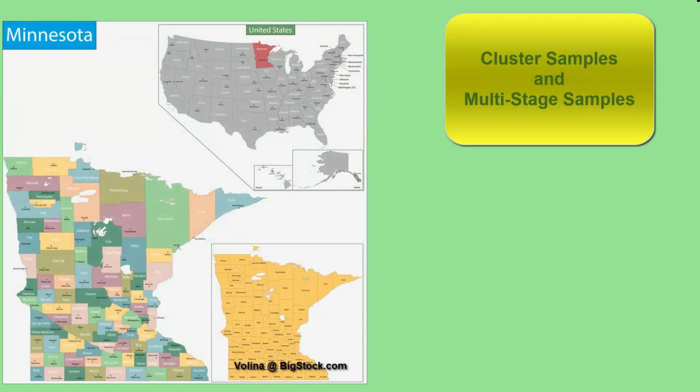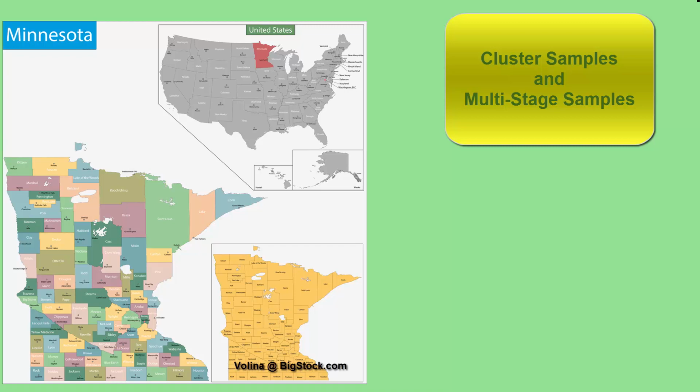Suppose some entity wanted to find gasoline prices at all gas stations across the United States. But in the interest of saving time and money, they could use either a cluster sample or a multi-stage sample. Both of these two approaches require doing the following thing.